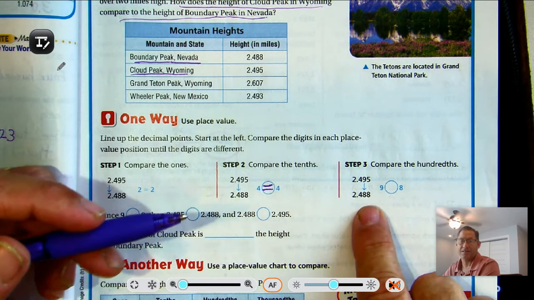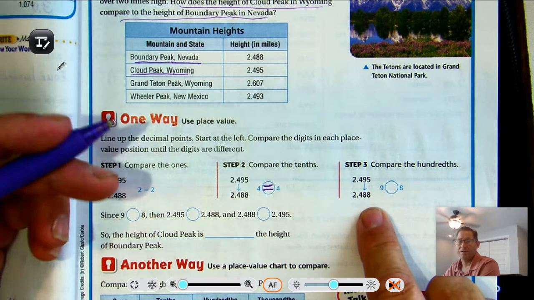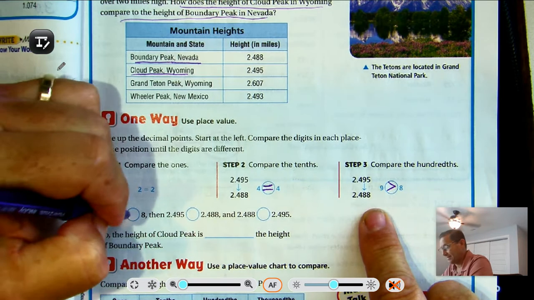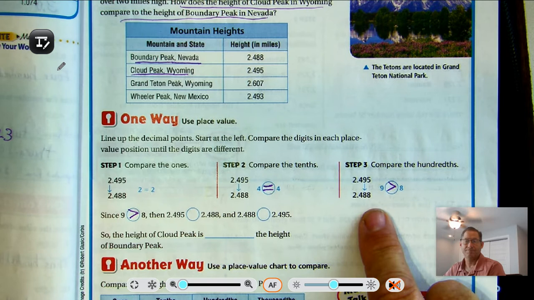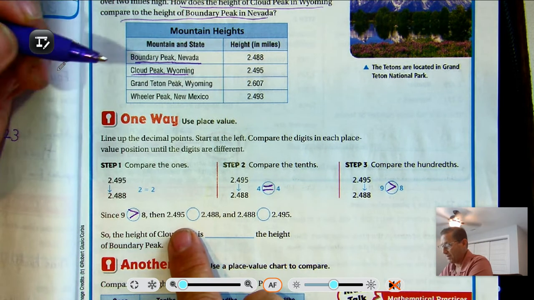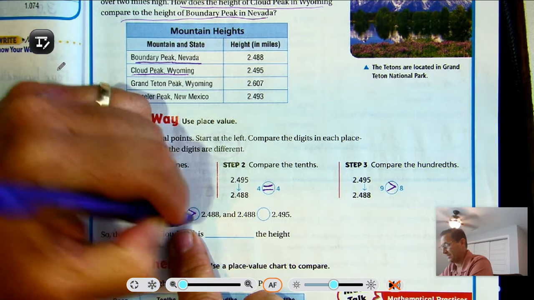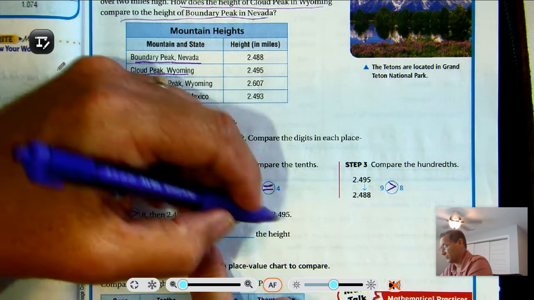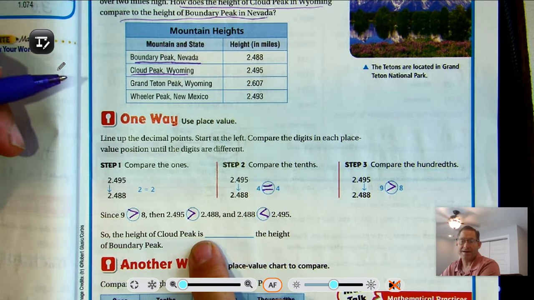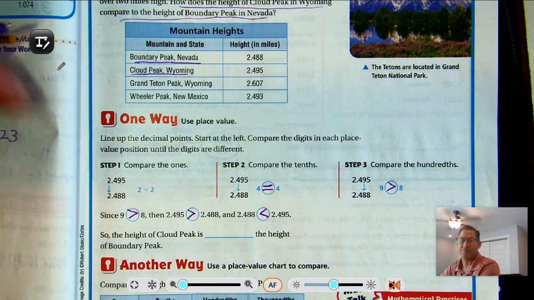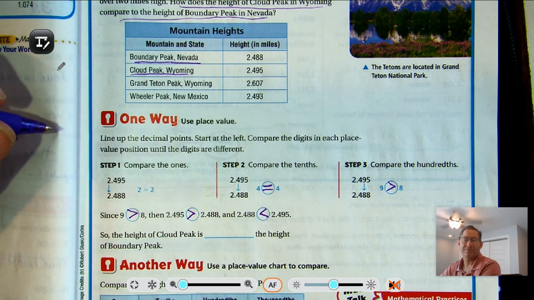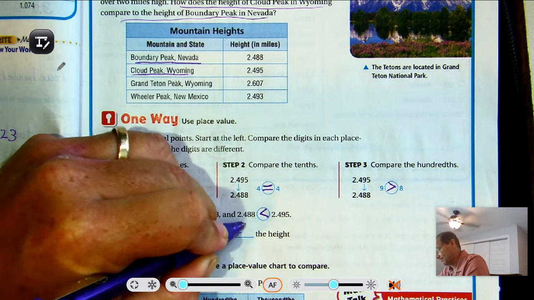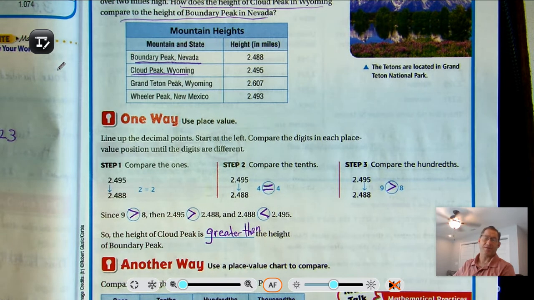Let's go to the right and look at the hundredths. Oh, here they are different, right? So 9 hundredths is greater than 8 hundredths. Since 9 is greater than 8, then 2 and 495 thousandths is greater than 2 and 488 thousandths. Or we could also say 2 and 488 thousandths is less than 2 and 495 thousandths. So the height of Cloud Peak is greater than the height of Boundary Peak.